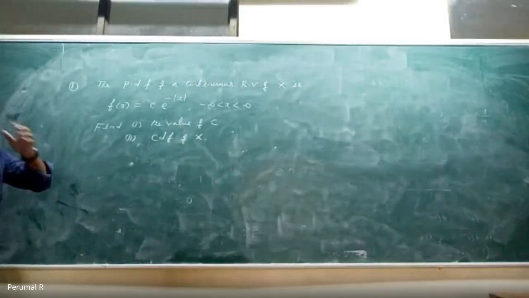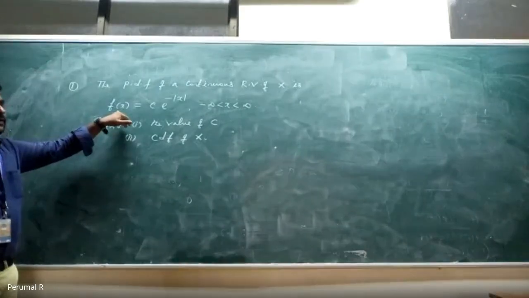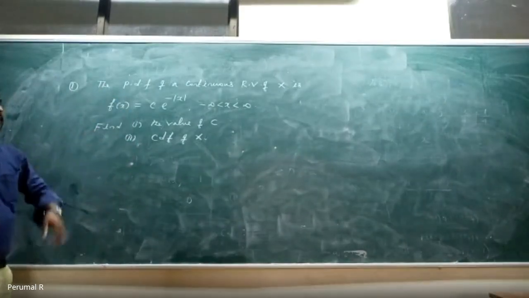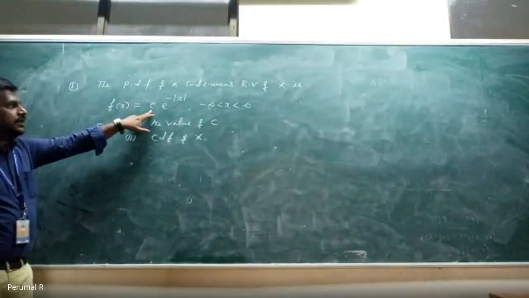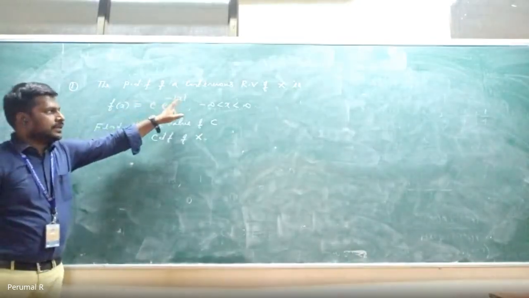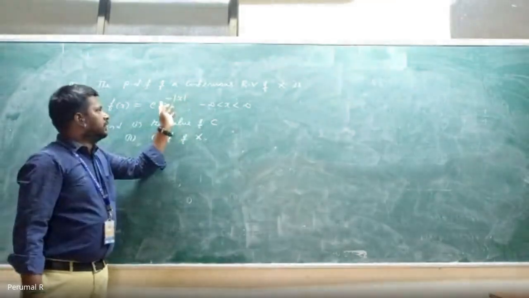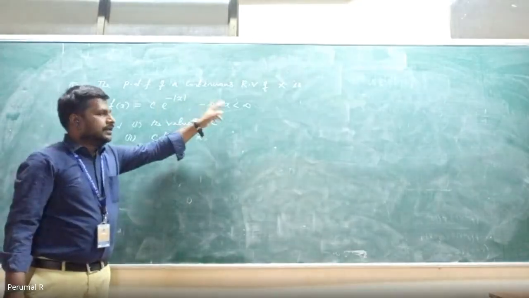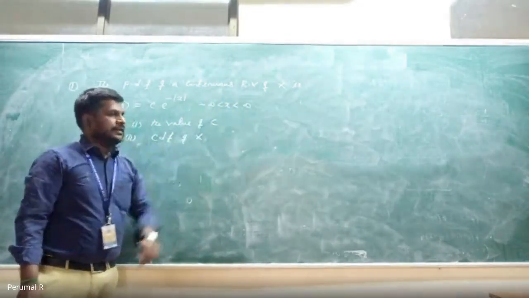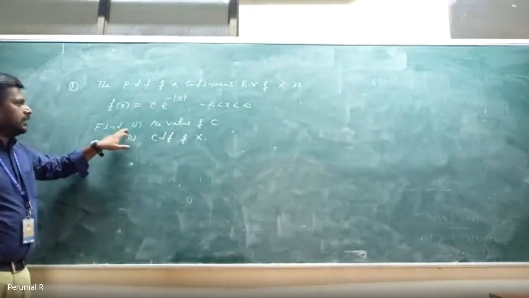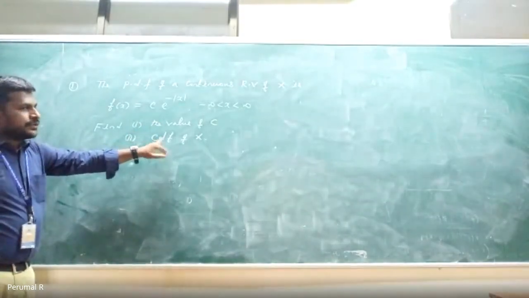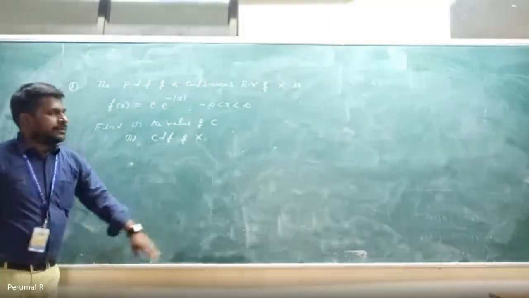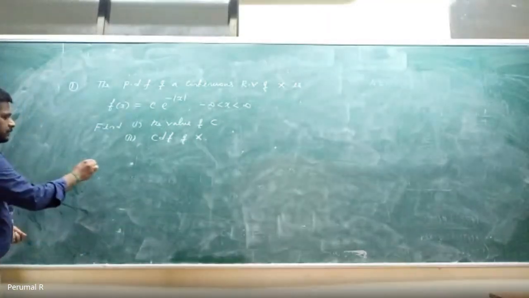Okay, so here the probability density function, that means the probability distribution function for a continuous random variable, is defined here. That function is C into e power minus modulus x, and this function is valid for the interval minus infinity to infinity. So the question is asking to find the value of C as well as the cumulative distribution function of the random variable. Okay, so how to find that?